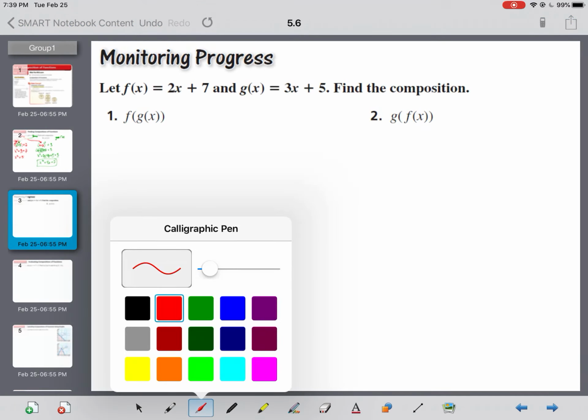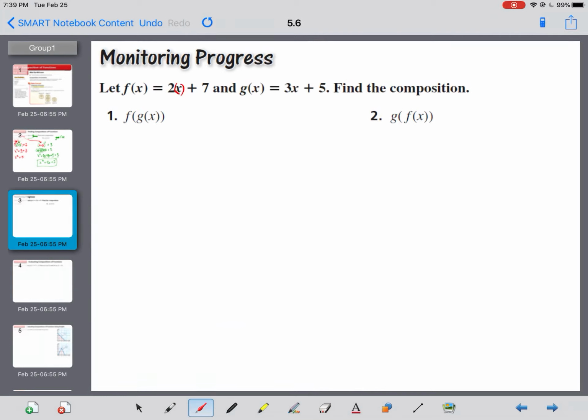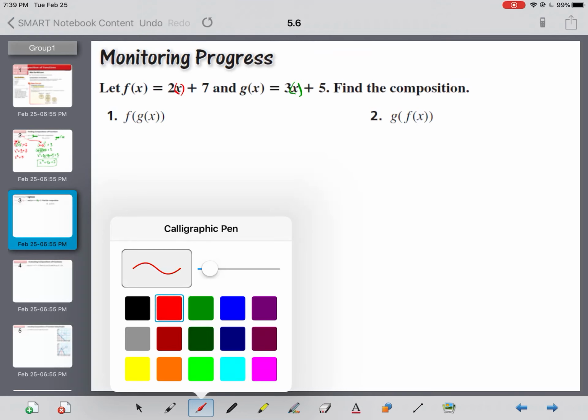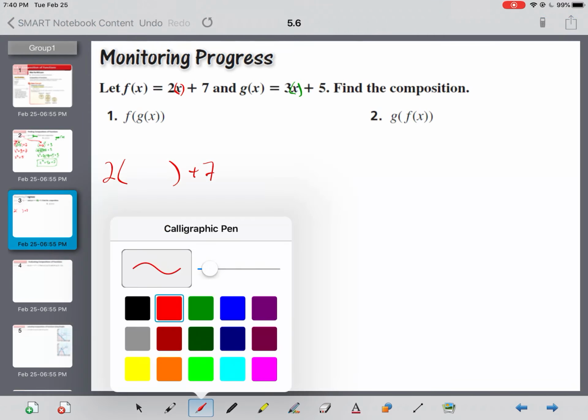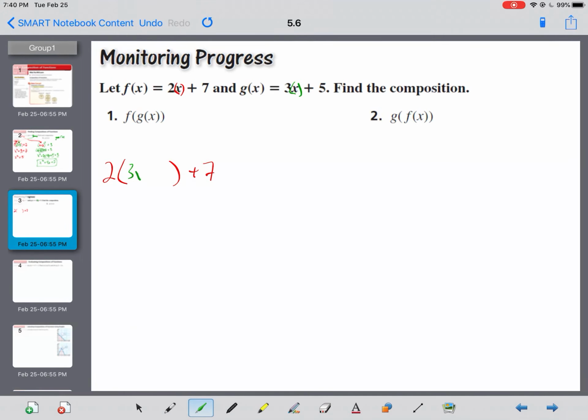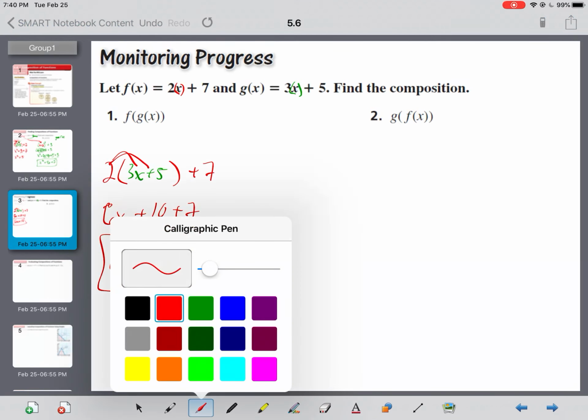Okay, here we go. And color coordinated here. My x goes here. My x goes there. So when I do f of g of x, I'm going to do 2 times something plus 7. And I'm plugging in 3x plus 5. And then I'm going to simplify. 2 times 3x is 6x. 2 times 5 is 10 plus 7. 6x plus 17.